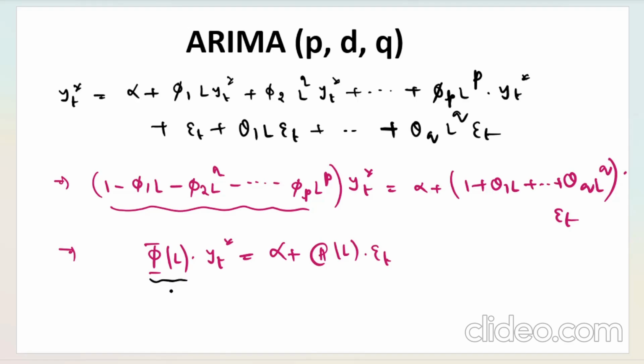And again this is the characteristic polynomial. This is also the characteristic polynomial, right? This I have explained to you multiple times. Characteristic polynomial of the AR part, and this is the characteristic polynomial of the MA part, right? This is what we have.